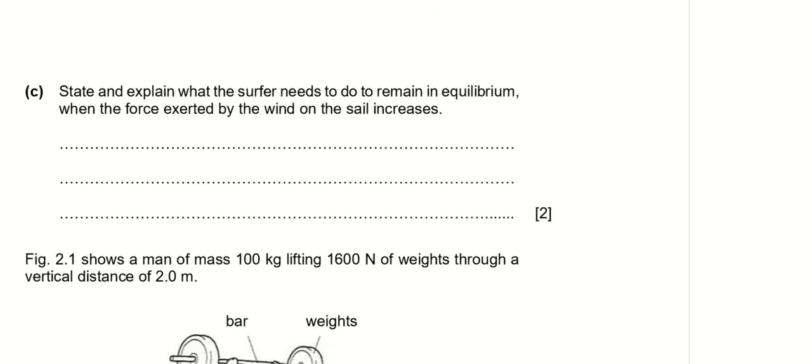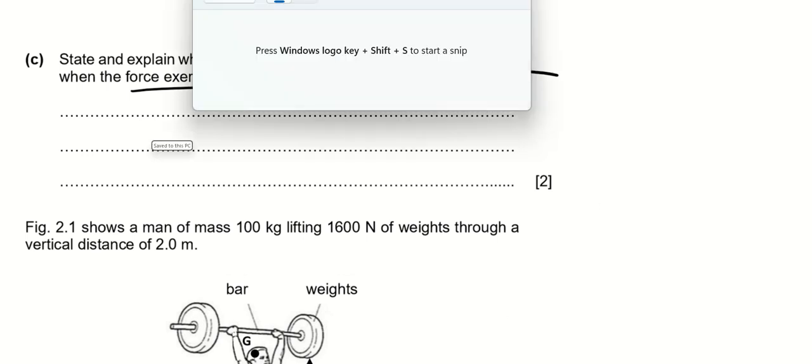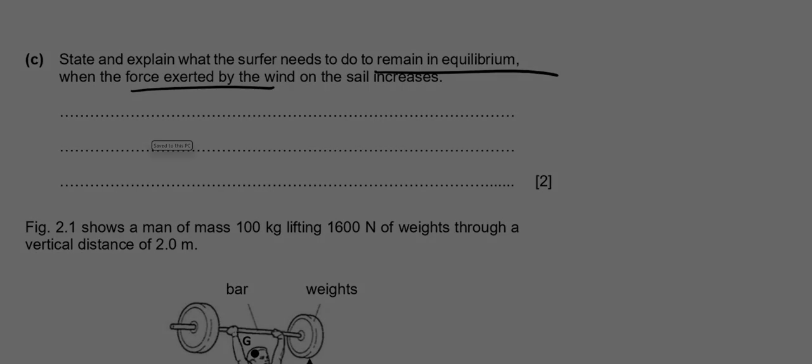Next, state and explain what the surfer needs to do to remain in equilibrium when the force exerted by the wind on the sail increases. So that means the moment that is caused by the wind will become larger. Okay, so let's take a look at the answer.